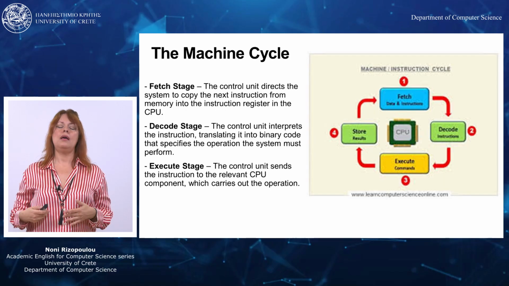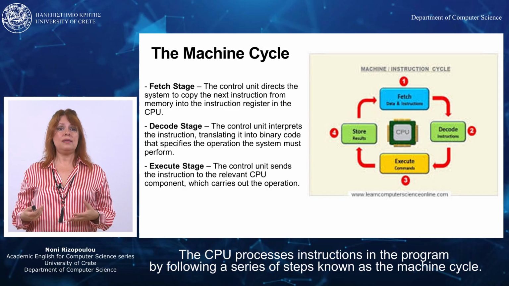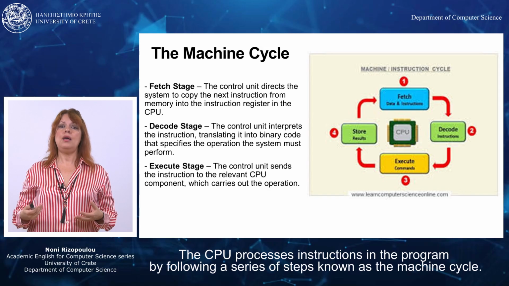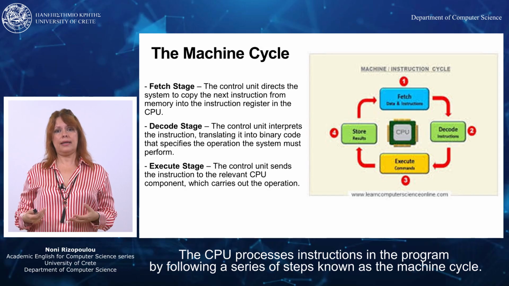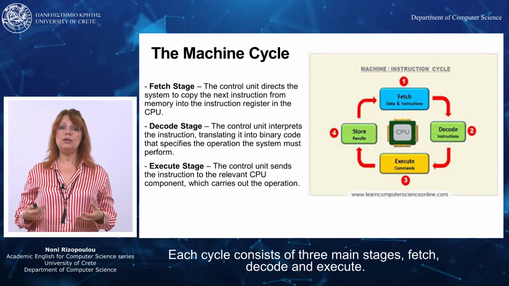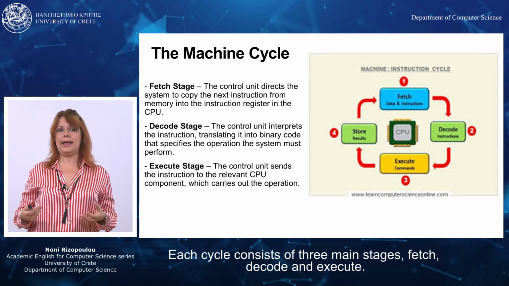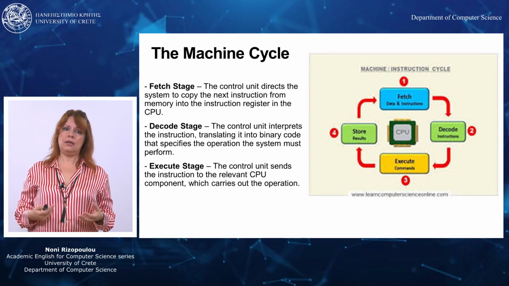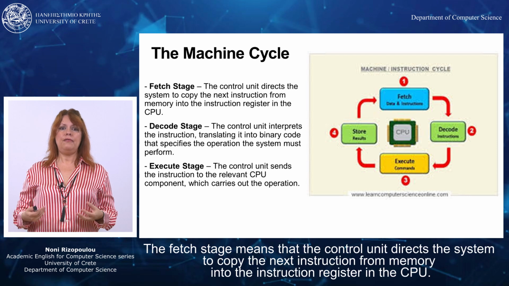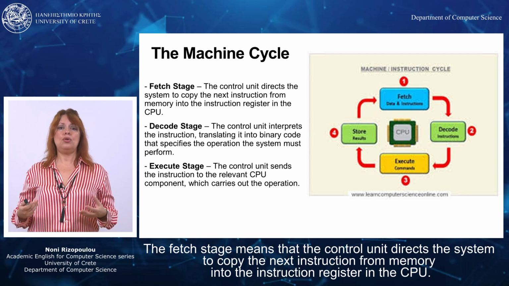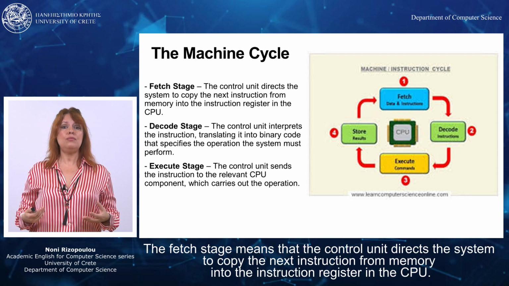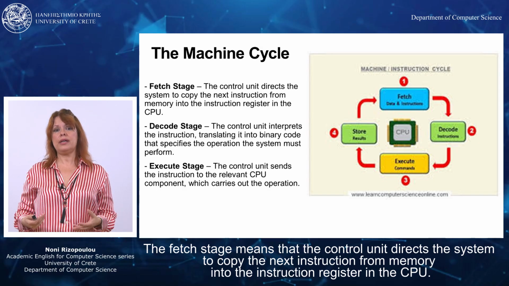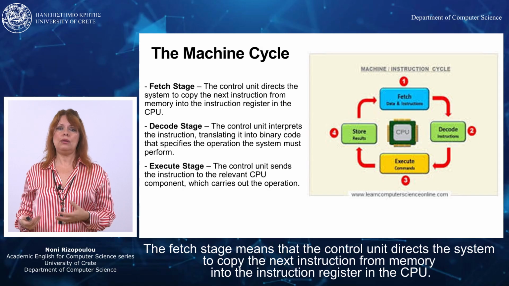The CPU processes instructions in a program by following a series of steps known as the machine cycle. Each cycle consists of three main stages: fetch, decode, and execute. The fetch stage means that the control unit directs the system to copy the next instruction from memory into the instruction register in the CPU.